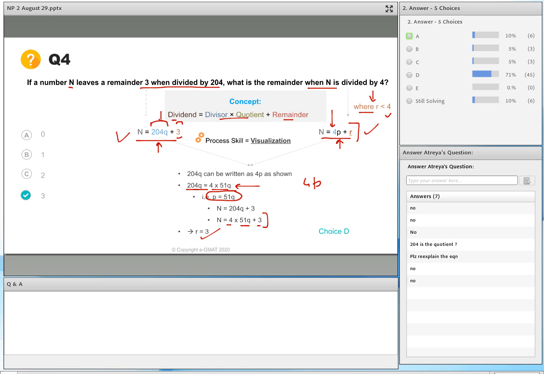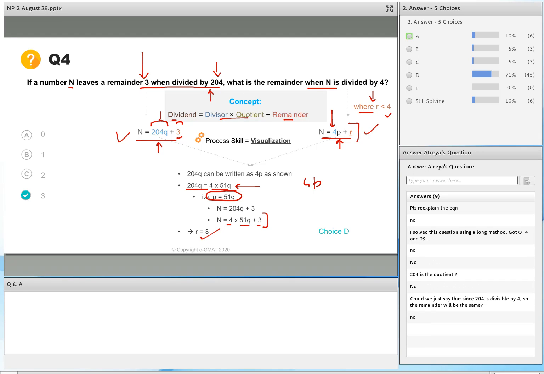Is 204 the quotient? No, q is the quotient. Please understand, 204 is the divisor, right? I get a remainder of 3 when divided by 204. Could we just say that? Yeah, you could say that, but again, please understand, Abhijoy, it's very, very important for you to make sure that you break the numbers, because not all questions would be so easy, right?